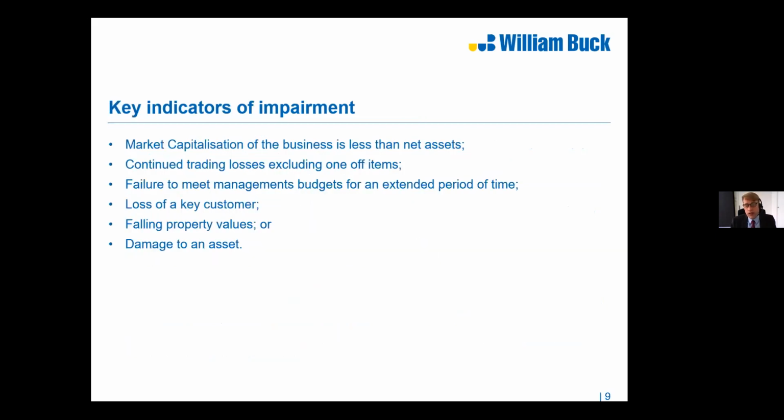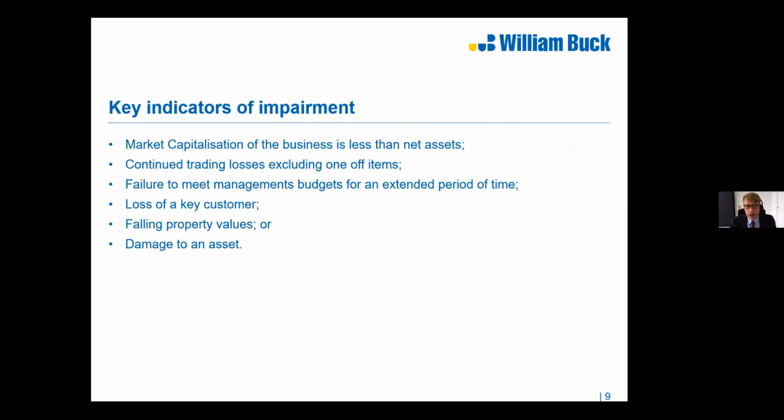So, key indicators of impairment. These are just a few things that we've gone through, especially in the current environment, to look at. And if you do trip up a few of these, then you definitely need to get on the front foot with this as we move forward towards 30 June.